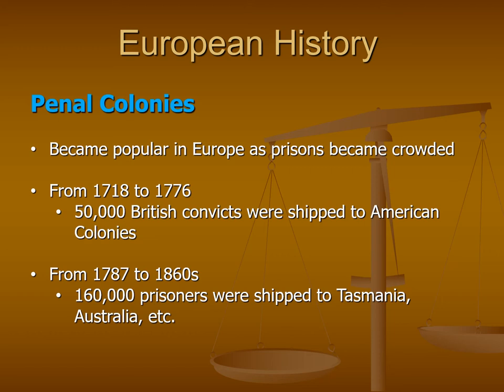And then once the American Revolution started to subside in the late 1780s, Britain now needed a new place to ship their convicts, since America was now its own independent country. So from 1787 to the 1860s, roughly 100 years, they found a new place to ship their convicts. 160,000 prisoners were shipped to Tasmania, Australia, and other places south of the equator, and in many ways started to create new colonies and a new civilization of former convicts, petty thieves, and indentured servants who started to populate many of these areas.